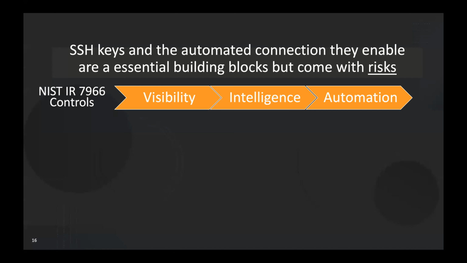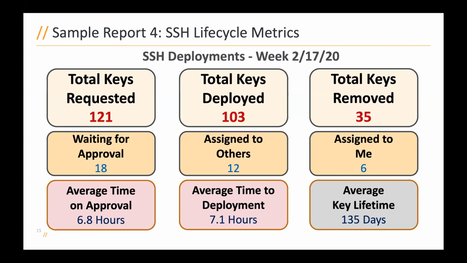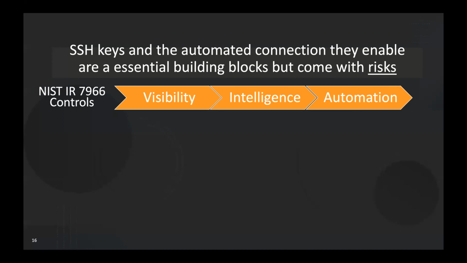All right, I'm going fast, but this is the last slide here. SSH keys and the automated connections they enable are an essential building block. But there is a risk. There's a risk that I was talking about earlier. You don't have to stand and build your own controls for this. There is the NIST IR 7966 that lists, it's very, very detailed. And yes, there are tools. And when you want a tool, think about building out visibility in those keys, think about building out intelligence about this, and then automating this.